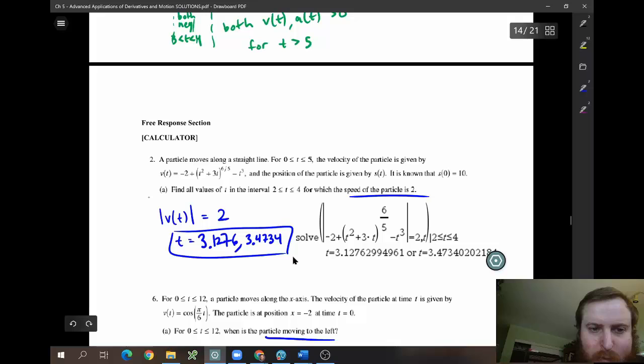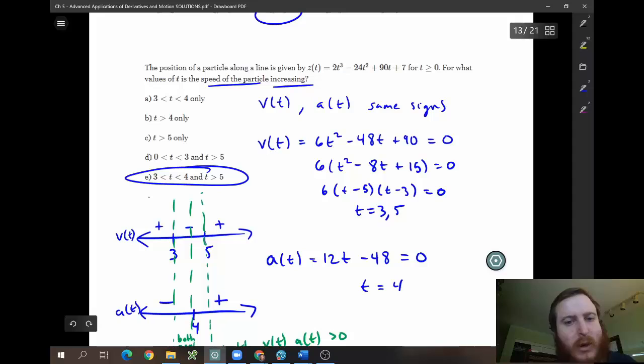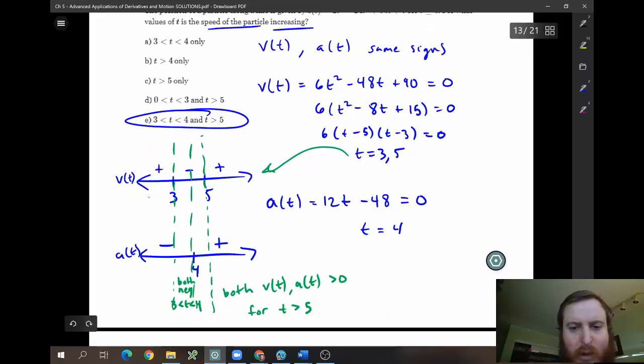Yeah. So this question is asking about the speed of the particle. It is a non-calculator, so it's a little bit hard, but we want to know when v of t and a of t are the same signs. The derivatives are easy. I'll let you do those on your own. So you take the derivative, factor out a 6, solve for the zeros. We get 3 and 5, and I made this first number line. Okay, then I took the second derivative, 12t minus 48, set that equal to 0, we get 4. I made the second number line.